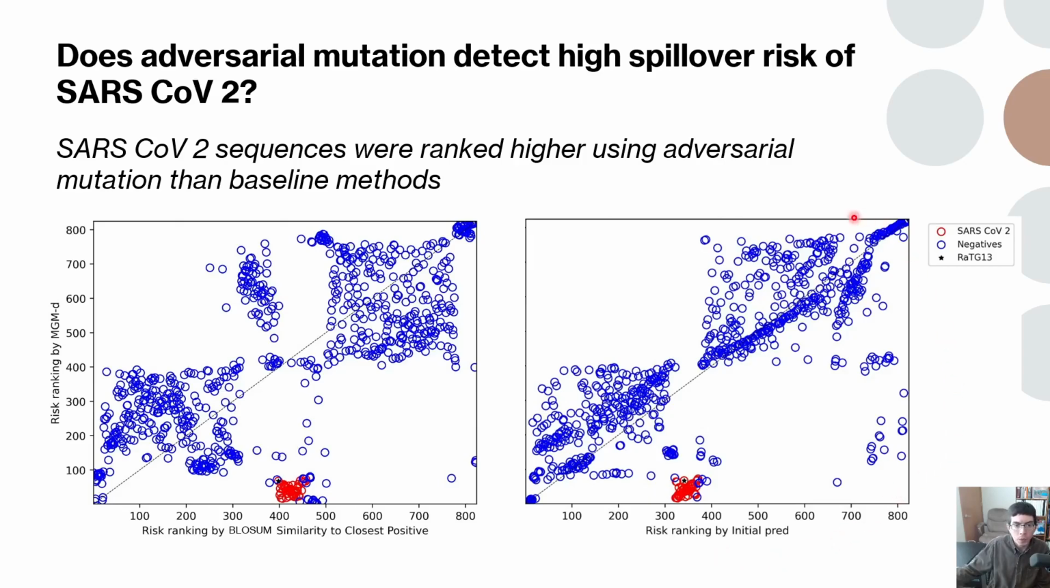In the panel on the right, for example, the spillover risk of sequences is ranked by the initial model prediction on the horizontal axis and by our adversarial mutation method on the vertical axis. You can see that the SARS CoV-2 sequences, which are shown in red, are ranked in the mid-300s when the initial model prediction is used. However, when we use adversarial mutation, those sequences are pushed towards the top of the list, reflecting a high risk of spillover.